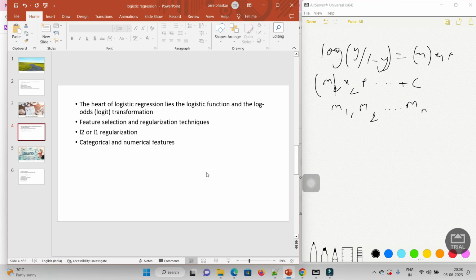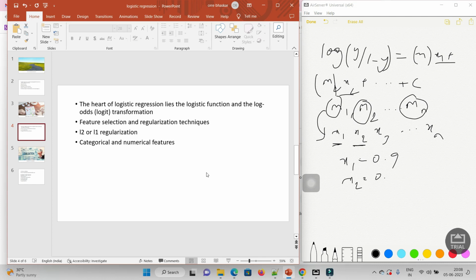So what do we mean by it? x1, x2, x3, and so on up to xn are our variables. m1, m2, and so on up to mn are our coefficients. So the importance of a variable is defined by the coefficients. That means if x1 equals 0.9, x2 equals 0.8, x3 equals 0.7, what is the order of importance of the variables?